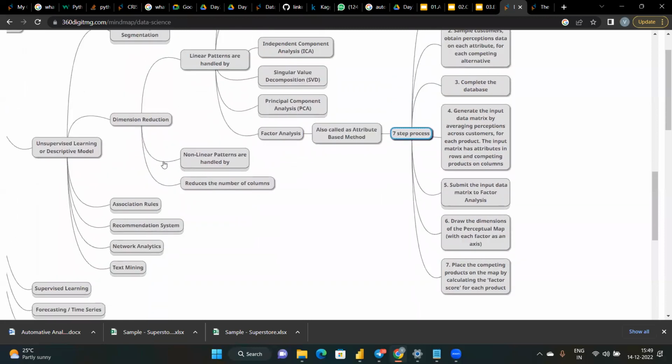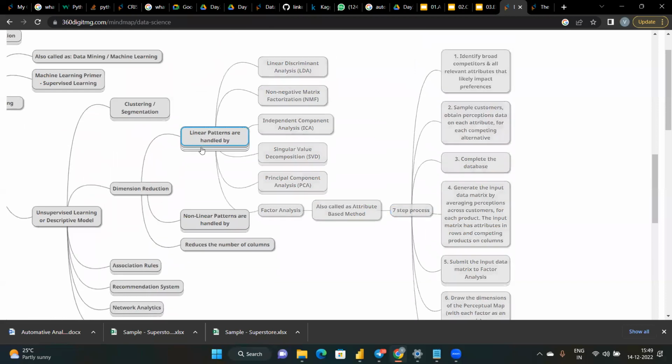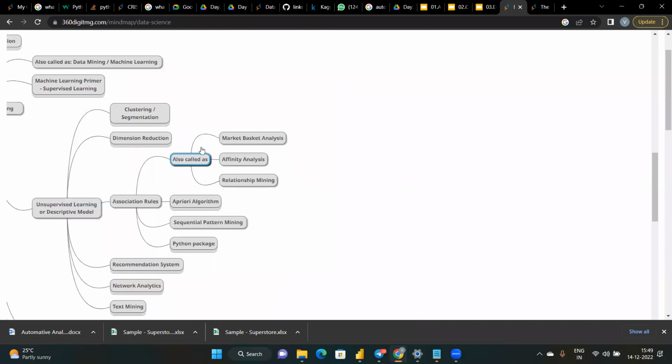The next one is association rules. Association rules are also called market basket analysis, affinity analysis, and relationship mining. So what is meant by association rules? It is where we use these rules, like the market basket. Why is it called like this? What does the association rule say?